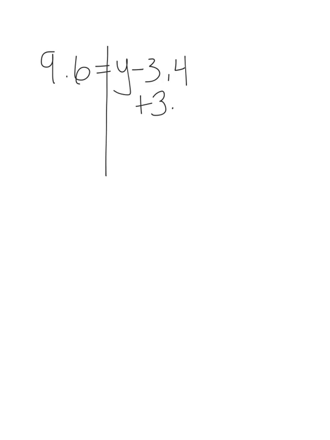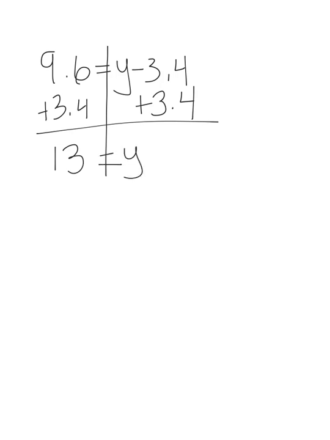Now we're going to do subtraction of decimals. 9.6 equals y minus 3.4. Draw my line. I'm going to do the inverse to get my variable by itself. So I'm going to add 3.4 to both sides. When I put 9.6 plus 3.4 in my calculator, I get 13 equals y, because those cancel.